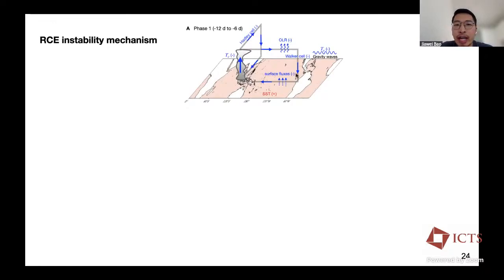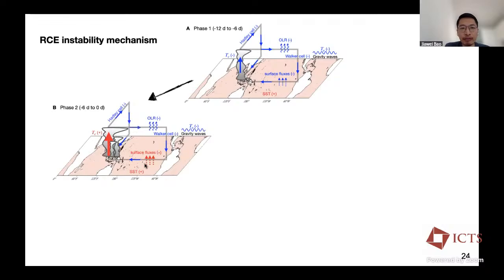So initially, the atmosphere is in its cold phase of the oscillation, whereas the surface is in its warm phase. The convection is very weak and circulation is very weak. And at this point, surface flux is also relatively weak because wind speed is very weak. However, the warm surface and a cold atmosphere will increase air-sea enthalpy differences. This will trigger increasing surface fluxes even when the surface wind speed is very weak.